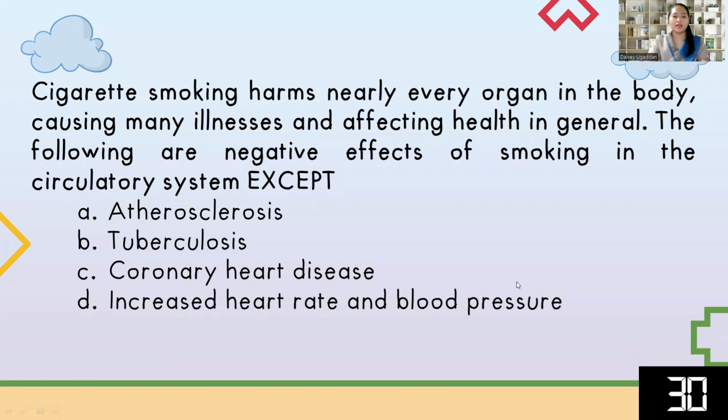Question number 4. Cigarette smoking harms nearly every organ in the body, causing many illnesses and affecting health in general. The following are negative effects of smoking in the circulatory system, except A. Atherosclerosis, B. Tuberculosis, C. Coronary heart disease, and D. Increased heart rate and blood pressure. Please key in your answer in the comment section.